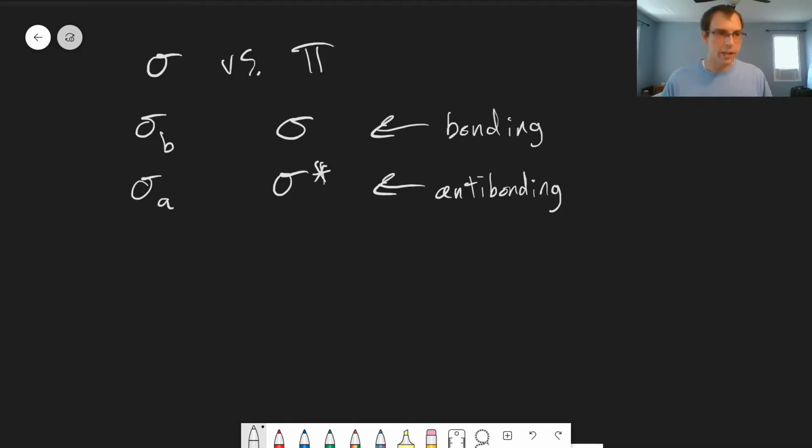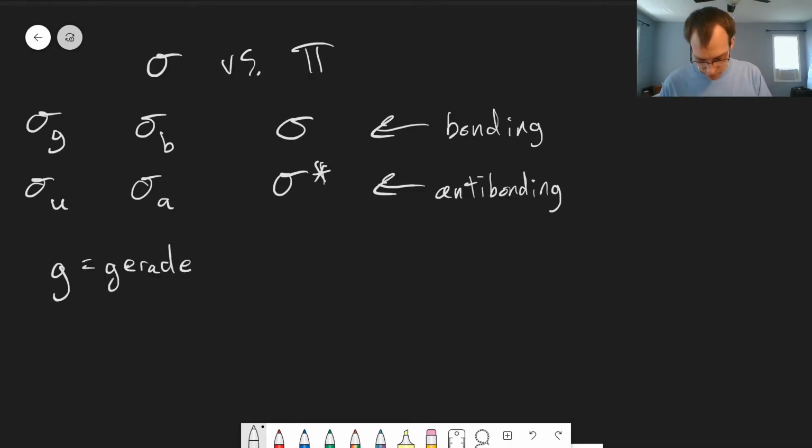And one final way that these orbitals for diatomic molecules, at least specifically, are labeled is using the labels G and U. So another one we can add here is sigma G orbitals are bonding and sigma U orbitals are anti-bonding. Now G and U are German words. G stands for gerade. I'm probably butchering the pronunciation. U stands for ungerade. I don't speak German, but I'll do my best. And these relate to the symmetries of the orbitals.